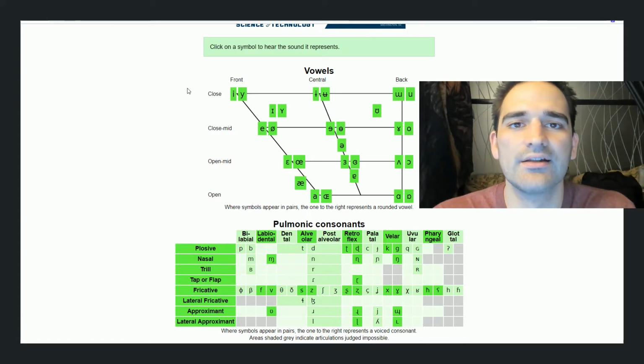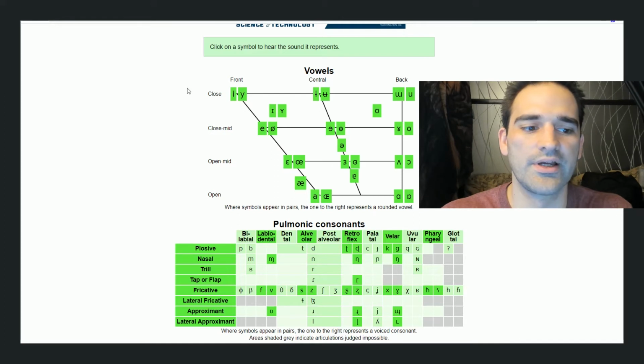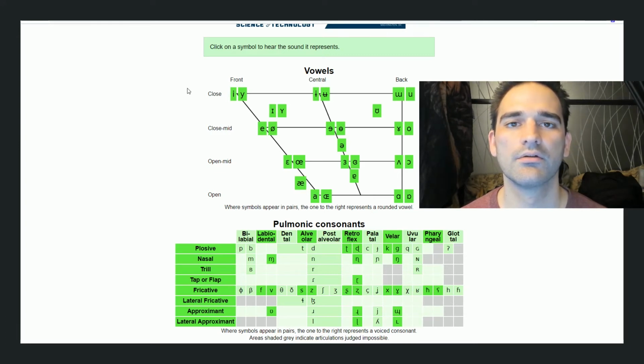When you say Liz versus Lees. Lizard versus leezard. Leezard is not a word. Leezard is a clue that you haven't learned your American accent perfectly yet. So, let's practice. Liz, Lees. Lees, Liz. Lees, Liz.